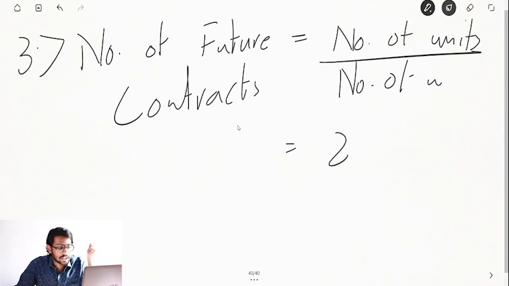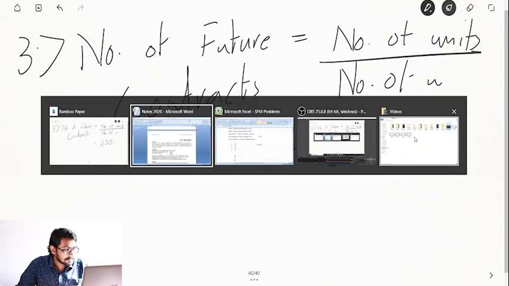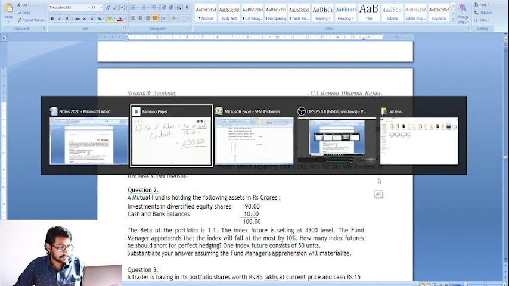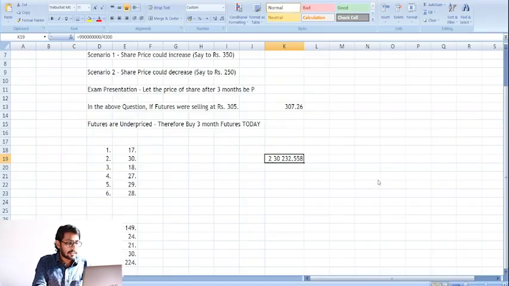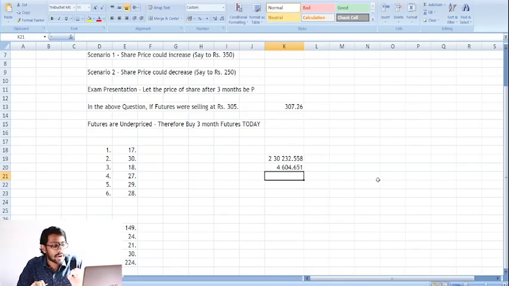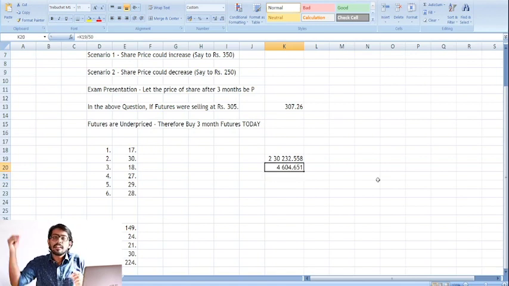Pay attention guys, 2,30,233 divided by number of units per contract, in the question how much is given? 50. So 2,30,233 divided by 50 is 4604.65. Please don't give the answer as 4604.651. Guys understand, we are going in terms of contracts, because to avoid this decimal, the stock exchange doesn't want you to trade in decimals. That's why we are going for contracts. Okay, then again, don't say 0.1, 0.6, 0.5. Don't do all the drama.